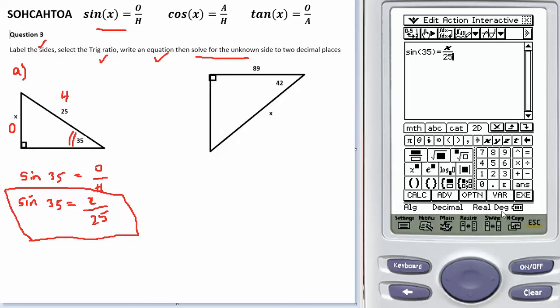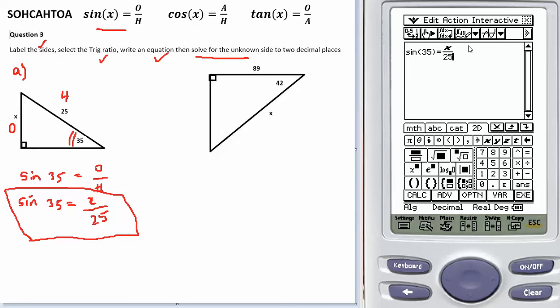Make sure this is in degrees. Make sure this is in decimal. If it's not, if it's standard, touch the word standard, it will turn into decimal. If this is gradians or radians, change it to degrees.